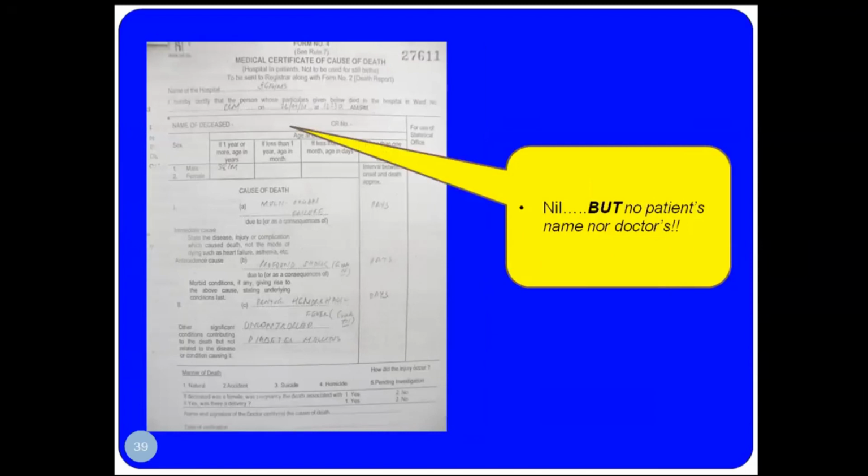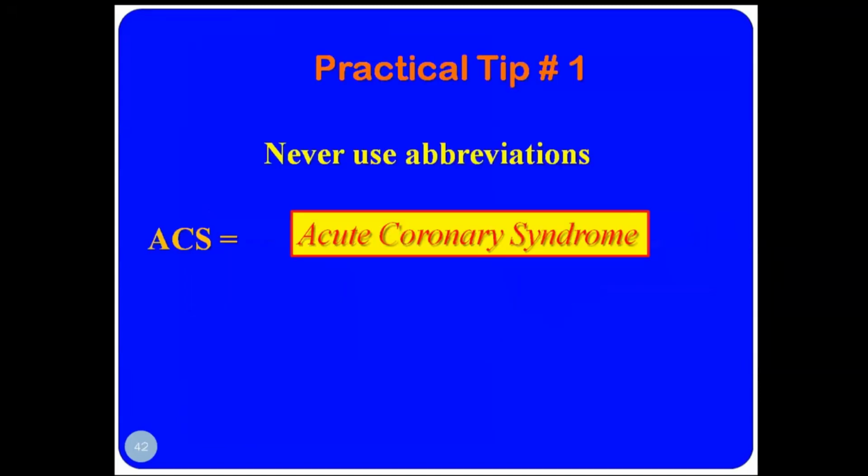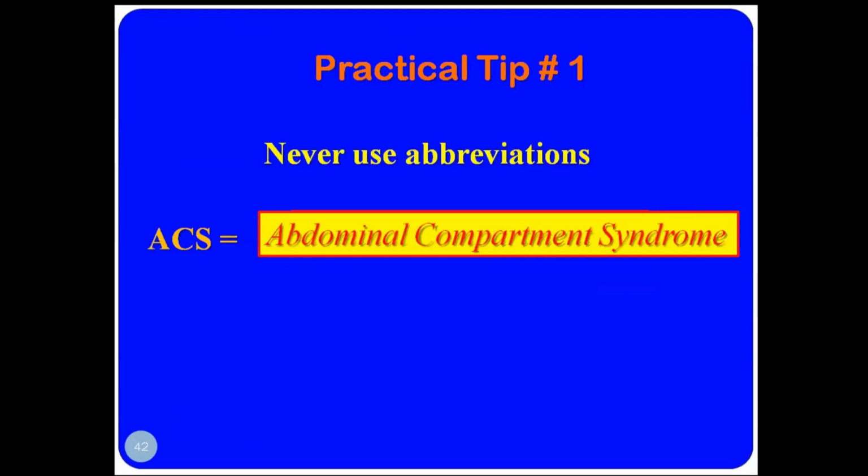No patient name, no doctor's name. All in a hurry, because this has no meaning. Verification is missing. And these are two certificates. So, some important tips: never use abbreviations. ACS could be acute coronary syndrome, and it can become abdominal compartment syndrome.